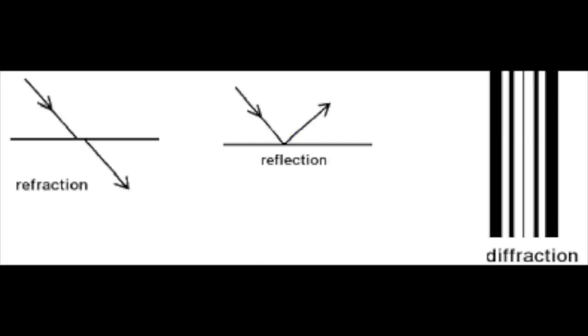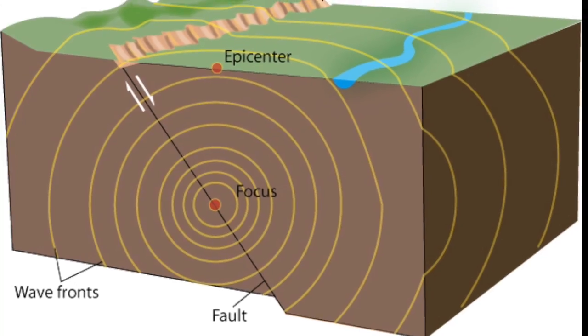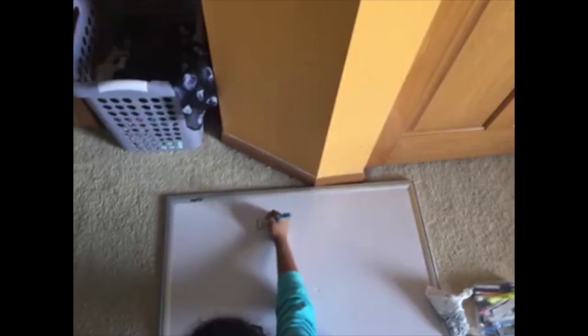The qualities of reflection, diffraction, and refraction are used when a wave reaches the end of a medium, causing the wave to bend, spread, or reflect. Another example of transverse waves is S-seismic waves. S-seismic waves are the type of waves you feel during an earthquake.